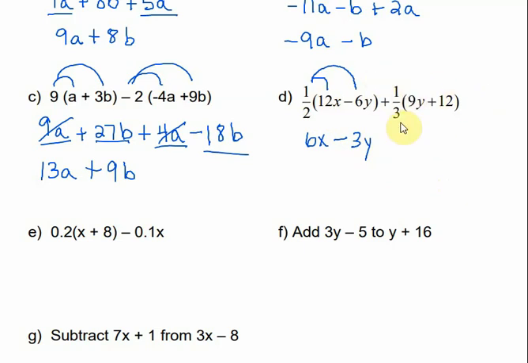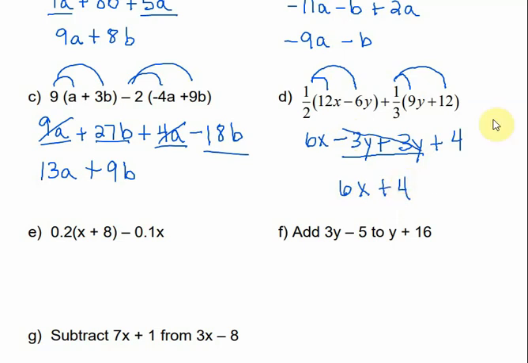Now when I multiply times 1/3, I'm just dividing by 3. When I took half, that's dividing by 2. Here I'm taking a third, so I'm going to divide by 3. Okay, so 1/3 of 9, that would be plus 9 divided by 3 is 3y, and 12 divided by 3 is 4. Okay, do we have any like terms? Yes, we have two terms that are y's, but a negative 3y plus 3y would be 0. So those just completely go away, and I'm left with 6x plus 4.